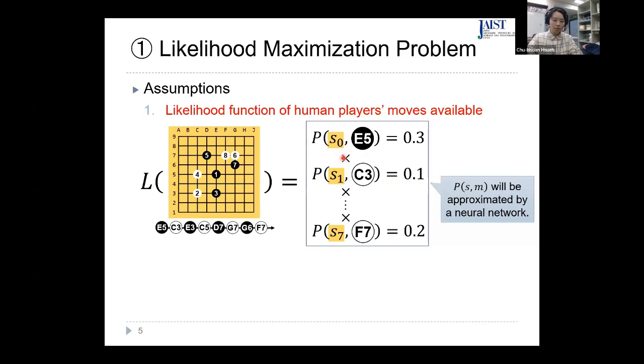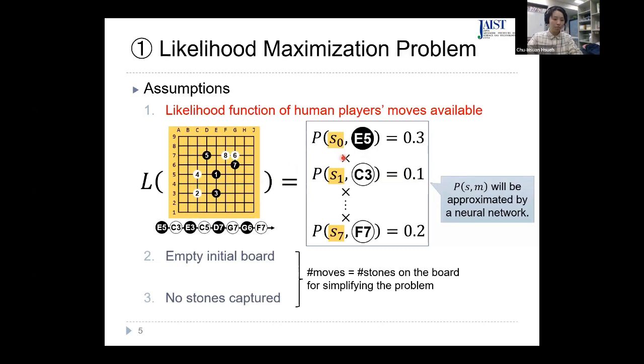We further make two assumptions to simplify the problem. We assume the game always starts from an empty board, and we only consider move sequences without stones being captured. With these two assumptions, the number of moves always equals the number of stones on the board. So what we need to do is to decide the order of the stones.